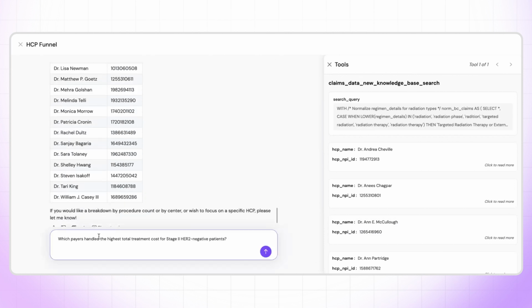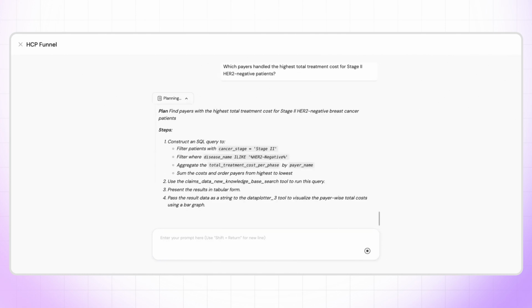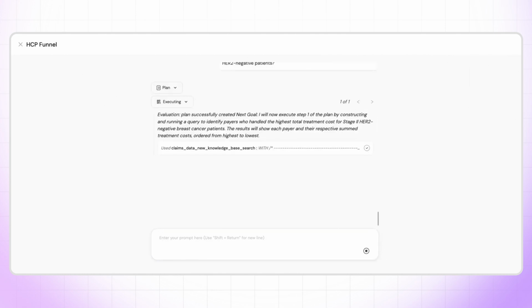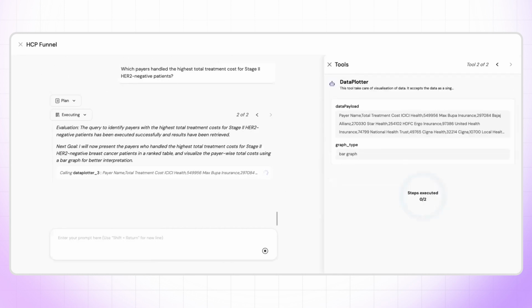Now, can we ask another question? And this question is slightly important because it provides high commercial value, basically informing the payer strategy, assessing discussions, and contracting priorities. Let's just put it and get the result. Again, it invoked the same knowledge base and started giving the information.